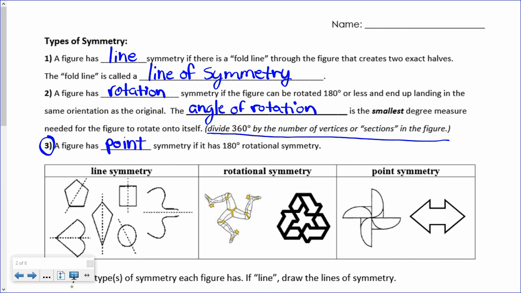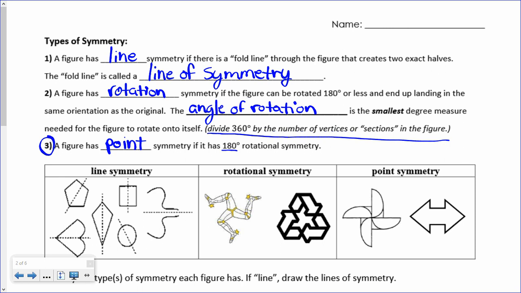This third one is more easy to forget about, so don't forget it. It's called point symmetry if it has exactly 180 degree rotation symmetry. So it connects to type 2, right? But it's its own kind of offshoot of that. So if it has rotational symmetry, does it have to have point symmetry?